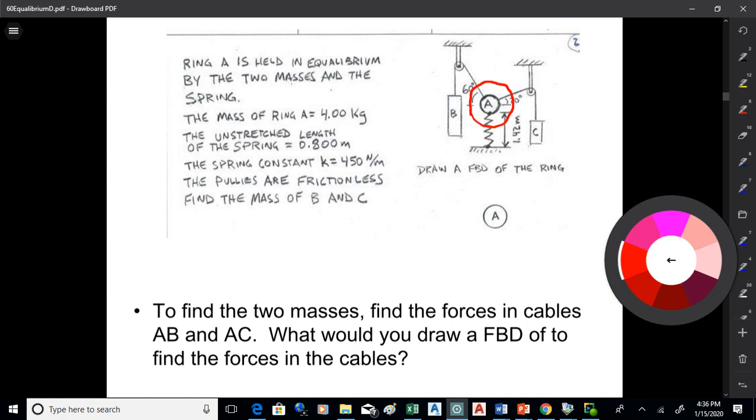Yeah, you're going to have to figure out the stretch and multiply it by k. Just start with putting arrows on the ring, and then you can find that spring force, and there's also the weight of the ring too, so that goes in there as well.